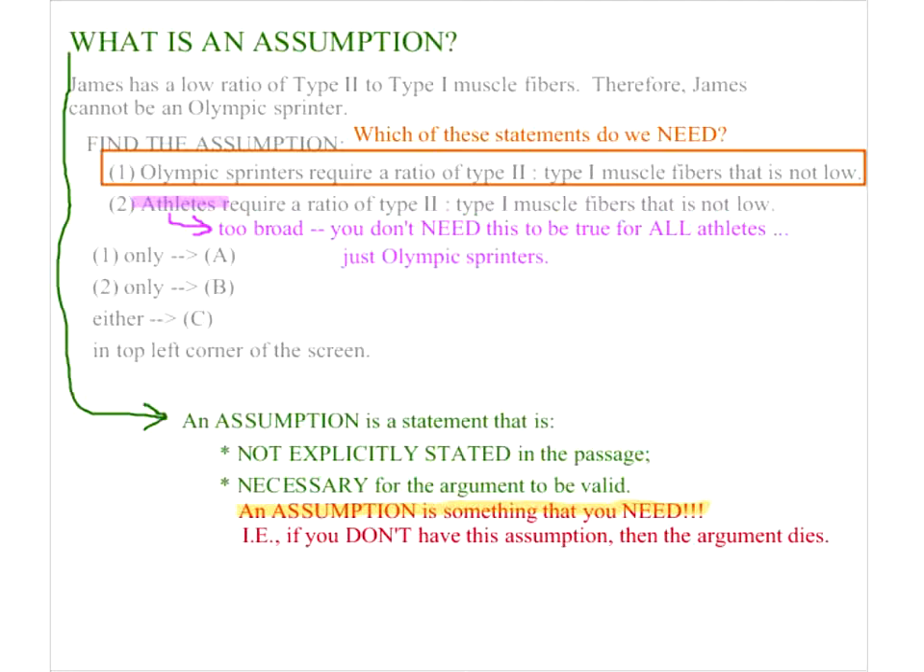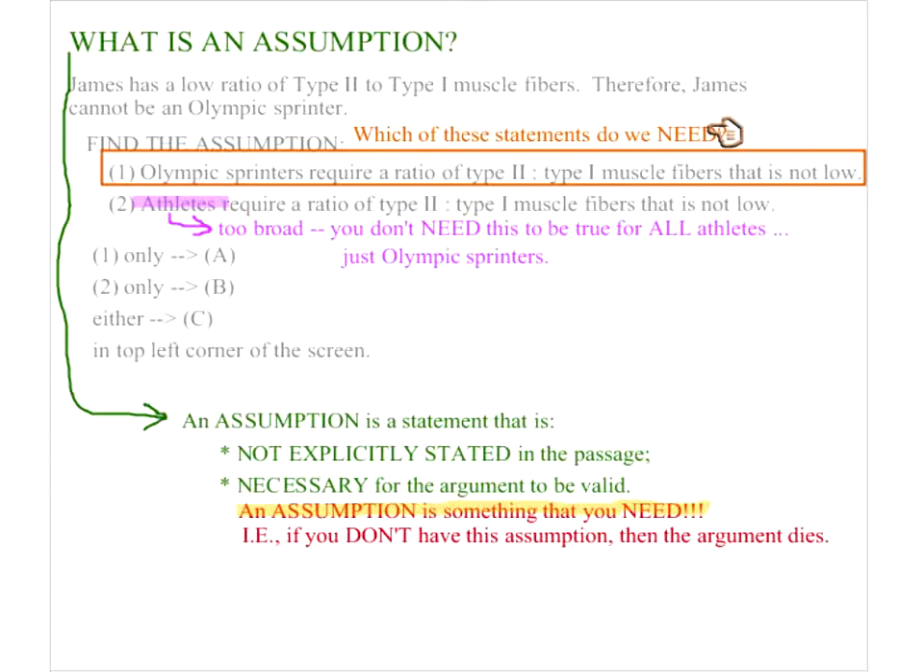The difference I want you guys to notice is that if this were a strengthen the argument type question, then number 2 would also be okay. Because if number 2 were true, it would be wonderful. Like if it were true that all athletes require such a ratio, then this argument would work. But it's not an assumption because it's not something that must 100% be true. On the other hand, number 1 is an absolute requirement. If number 1 is not true, then the argument goes by the wayside.